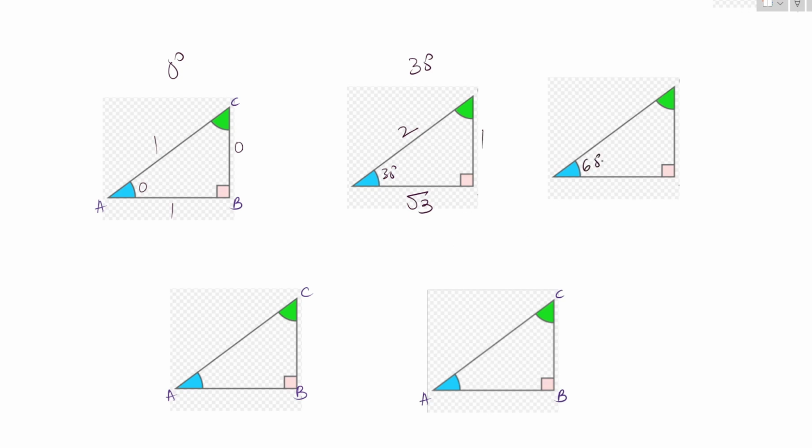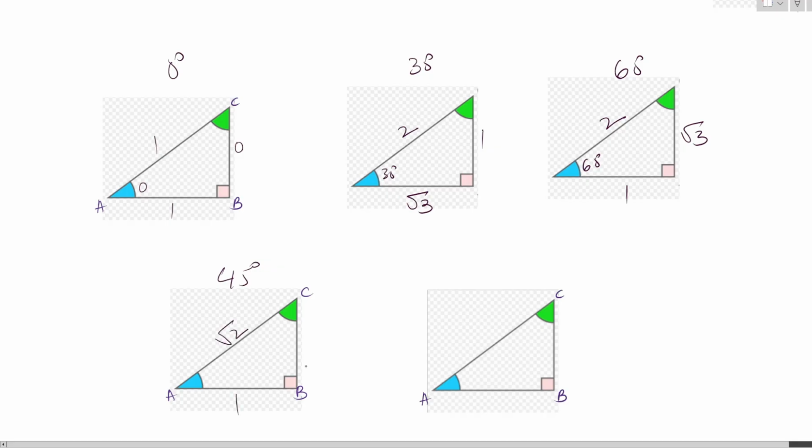For 60 degree, opposite to 60 degree take as root 3, adjacent as 1 and hypotenuse as 2. Now for 45 degree, take hypotenuse as root 2, the other two sides as 1, 1. For 90 degree, take adjacent here as 0 and the other two sides as 1, 1.